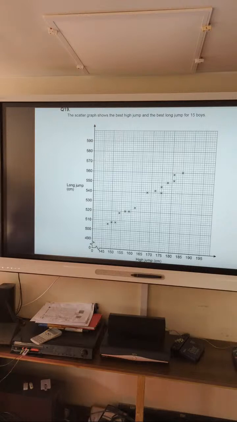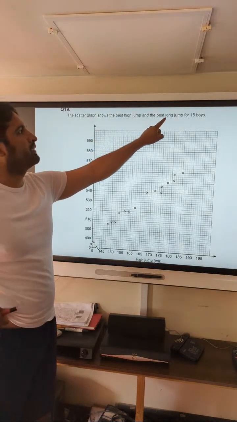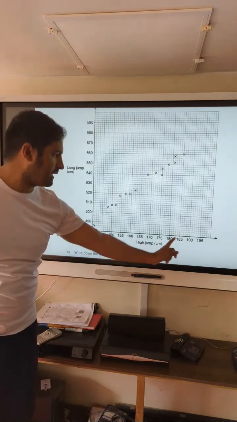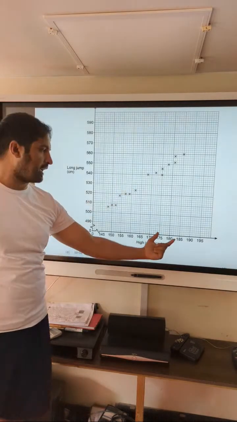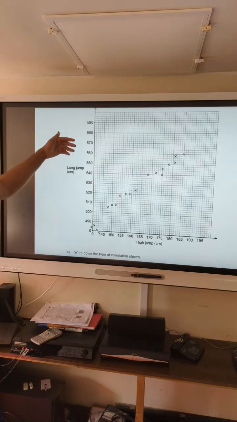Okay, so what are we doing in this question here? The scatter graph shows the best high jump and the best long jump for 15 boys. The long jump is vertical, the high jump is horizontal. You can see there's a positive correlation. Someone who jumps high tends to jump long as well. Basically, the long jump should be bigger as well.